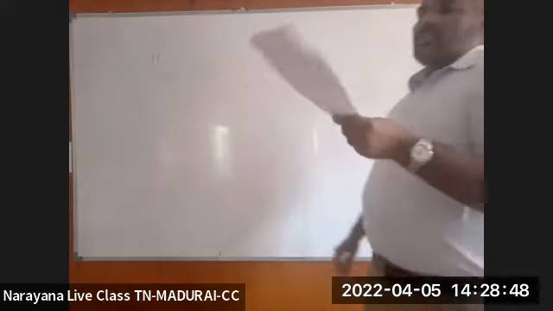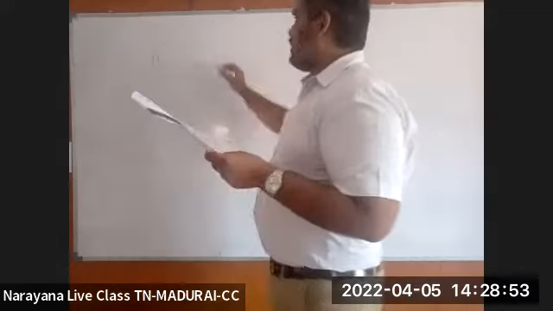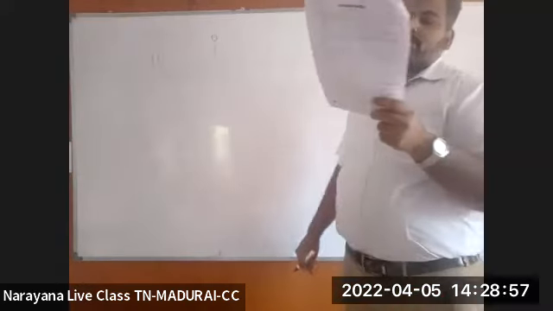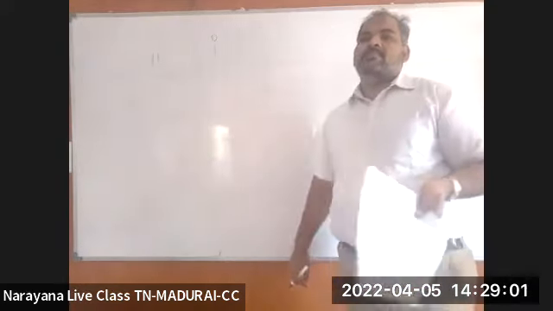So the 11th question. A square loop is carrying I amperes of current, and the magnitude of, please.